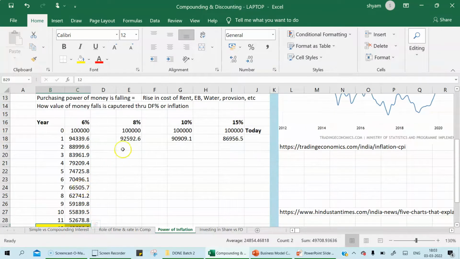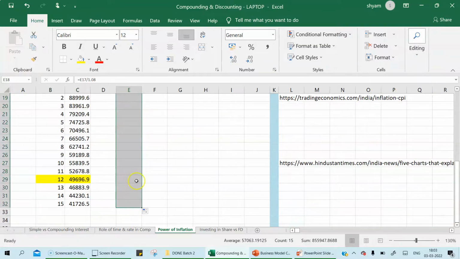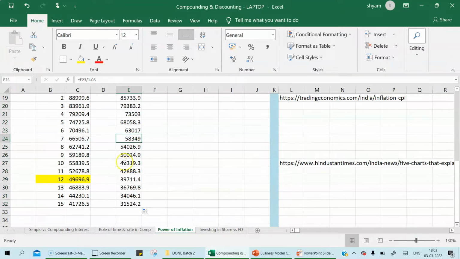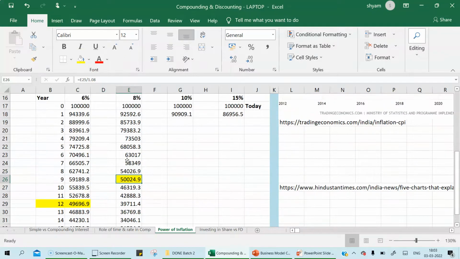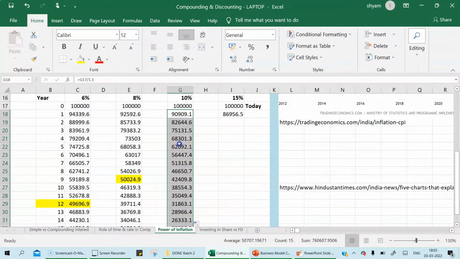So let's see what happens at 8%. At 8%, the value of money will become half in around the 9th year. In the 9th year itself it becomes half. So let's check for a 10% inflation rate. It's not going to happen in India, but if you see, the value of your money will fall by half in the 7th year, mostly in the 7th year or 8th year, and I think it will be in the 7th year.